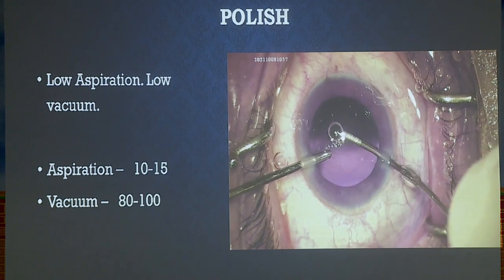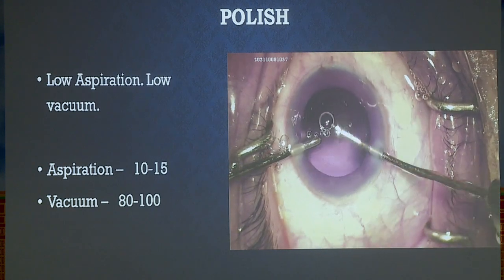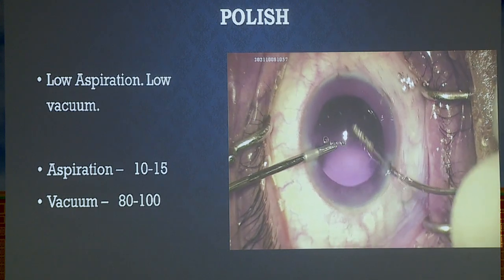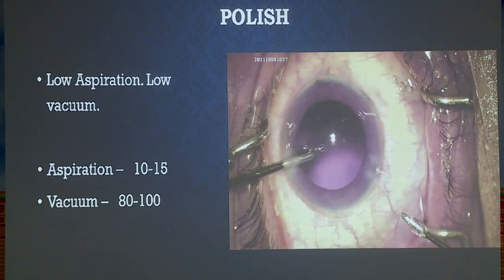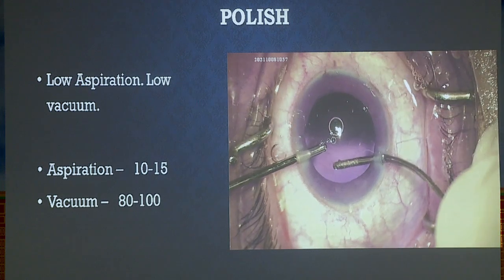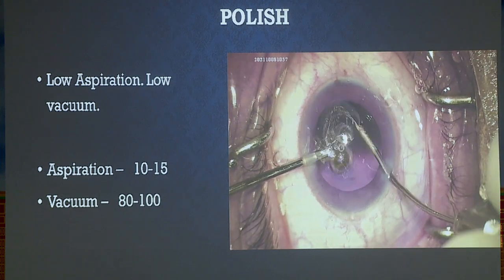Capsule polishing, low aspiration, low vacuum settings, aspiration of 10 to 15 and vacuum of 80 to 100 is more than sufficient. Here I am using a sandblasted cannula for capsule polishing, which really helps in removing all those sticky fibers.